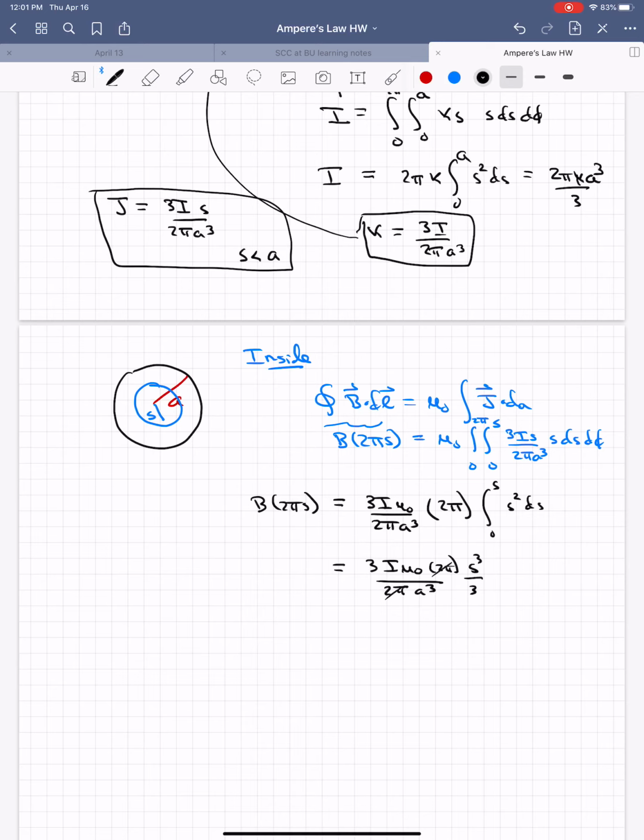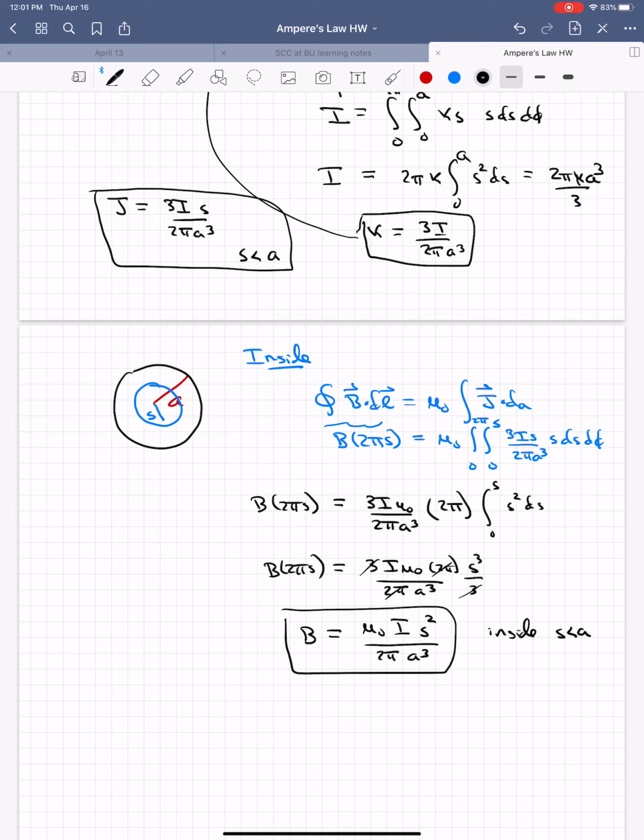So now if I clean everything up, lots of things cancel out. I get, and then I have the B is 2 pi times 2 pi s on this side. So if I solve this for the magnetic field, I am getting mu naught I s squared over 2 pi a cubed on the inside, which is at s less than a.